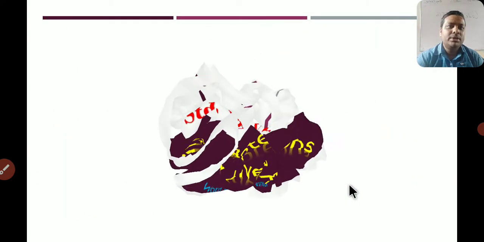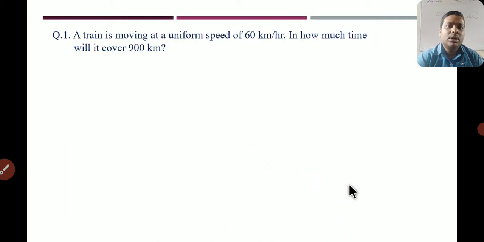Now here you can see the first question is: a train is moving at a uniform speed of 60 km per hour. In how much time will it cover 900 km? 60 kilometer per hour means in 1 hour a train can cover 60 km, and uniform speed means the speed will be the same. It means in 1 hour it will cover 60 km, in the second hour it will again cover 60, total 120 km, like this. Okay, so now we have to find the time.